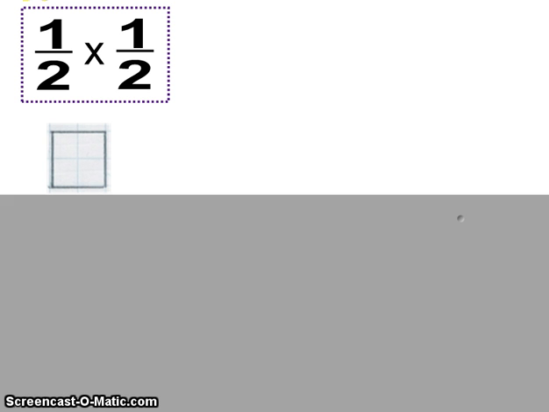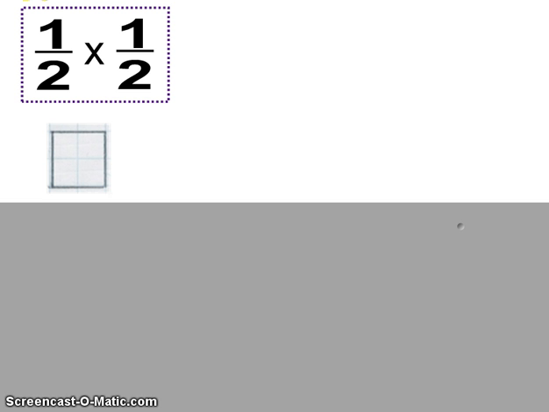Okay, I'd like you to solve this one. What is 1/2 times 1/2? Here's a rectangle. Pause your video and unpause when you are ready to correct. Okay, great. Let's see how you did.